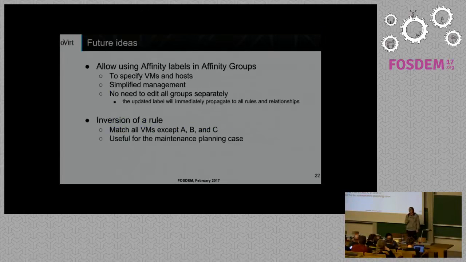Now, future ideas. We might want, and we actually want to do that, but it's kind of complicated to do in the current infrastructure, to let you use affinity labels inside the affinity group dialog. Basically, you would say all the VMs with this label are part of the affinity group. So you don't have to select them one by one. And if you add a VM to the label, the whole group will automatically apply to it. That's something we are working on, but we don't have it yet.